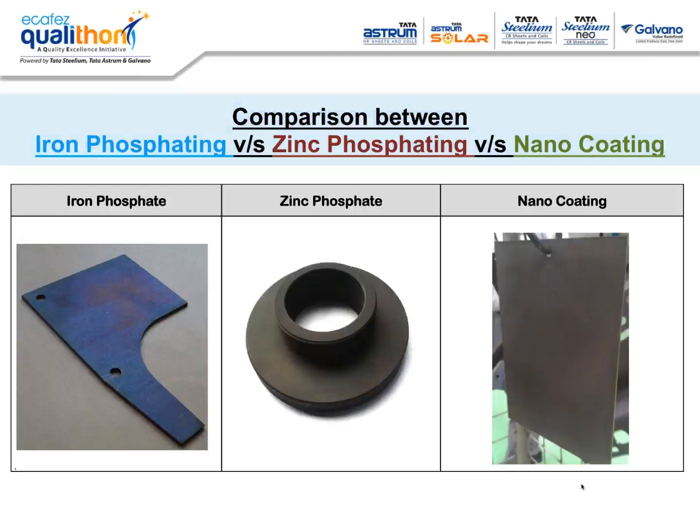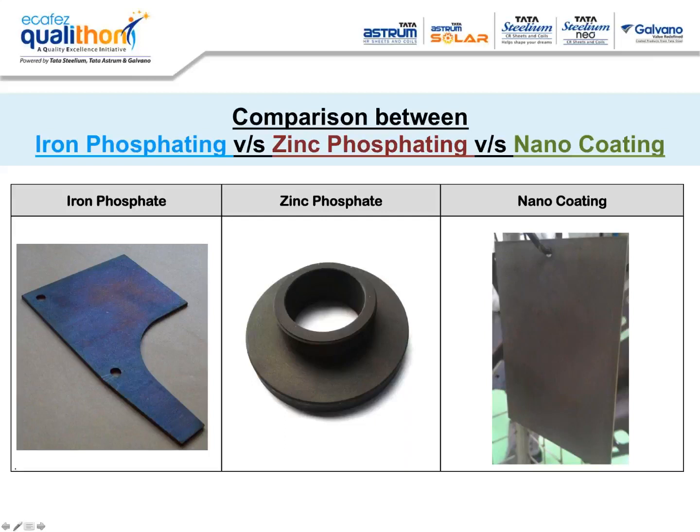Now here you can see the pictures. This is typical iron phosphate coating. This is a zinc coating. This is slightly on the darker gray side in the photograph. Actually, it could be slightly lighter side also. And nano coating, this job actually was golden color, but the photograph is not showing it literally as it was. So these are the major comparisons between these three types of coatings.